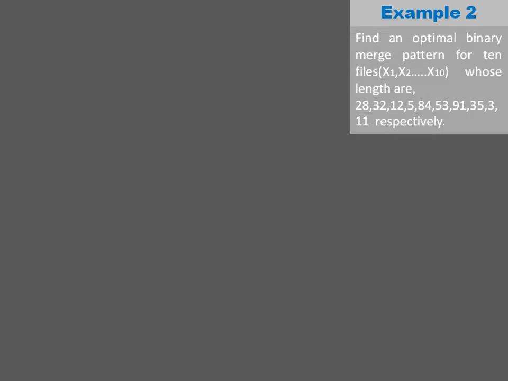So this is one of the examples. Now we will see the second example for the optimal merge pattern. Find an optimal binary merge pattern for 10 files x1, x2 up to x10 whose lengths are 28, 32, 12, 5, 84, 53, 91, 35, 3 and 11 respectively. So these are the lengths of the files given here. Now we have to draw the optimal binary merge pattern for these 10 files.